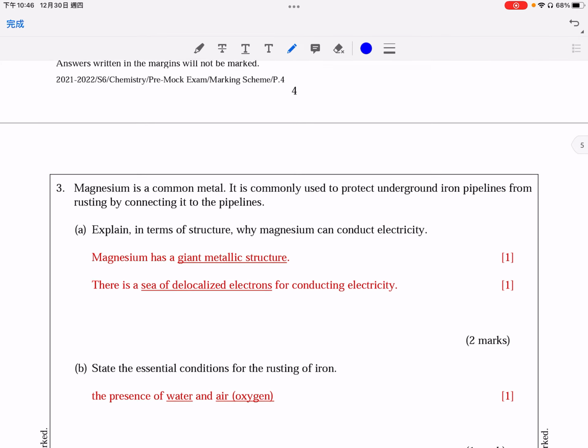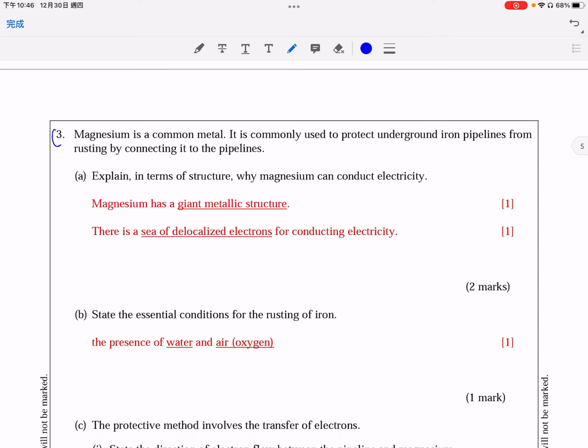Question number 3. This question talks about prevention of rusting of iron by magnesium. Magnesium can protect underground iron pipelines from rusting by connecting the pipeline to magnesium. Okay, why can magnesium conduct electricity?